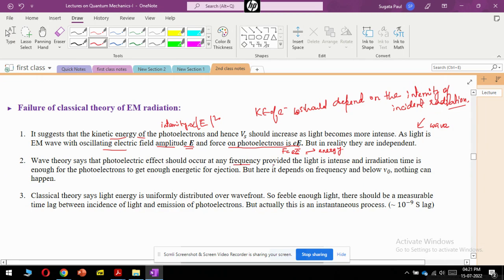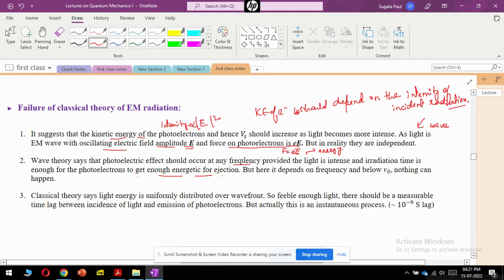And now the second point is that the wave theory says that the photoelectric effect should occur at any frequency, provided that the light intensity is enough to give enough energy to the electrons, and the irradiation time, that means how much time we are giving for the light to illuminate the metallic surface. These two parameters should be enough for the photoelectrons to collect enough energy from the incident light. Sorry, the idea of photons has not yet been introduced. So the energy is being absorbed from the incident light, and it should be enough for the ejection of the photoelectrons from the surface. So only these two parameters should be important.